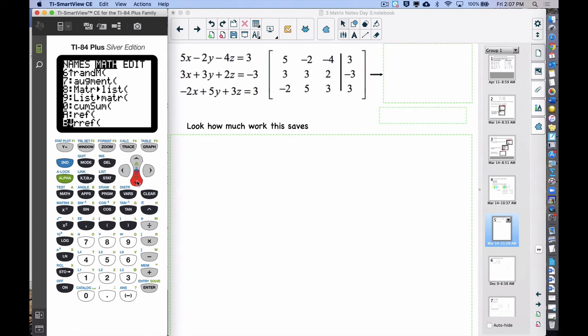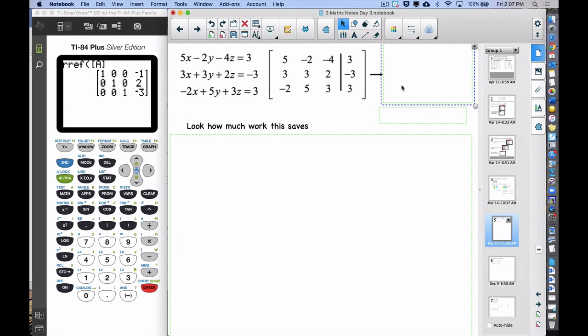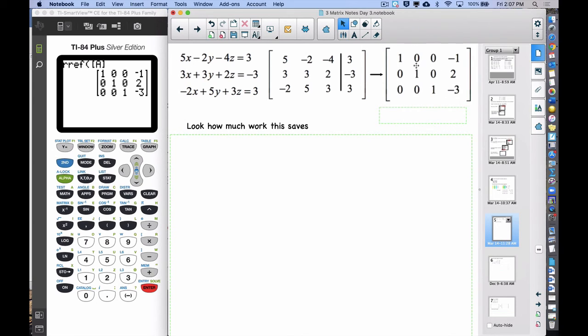And RREF, hit enter, and now I want to do RREF for matrix A. So just hit second matrix again, and just choose matrix A. After I hit enter, it sends out my solution. So here is that matrix now. And again, x plus 0 equals -1, 0 plus y plus 0 equals 2, z equals -3, and now that's my solution. Now again, compare this.